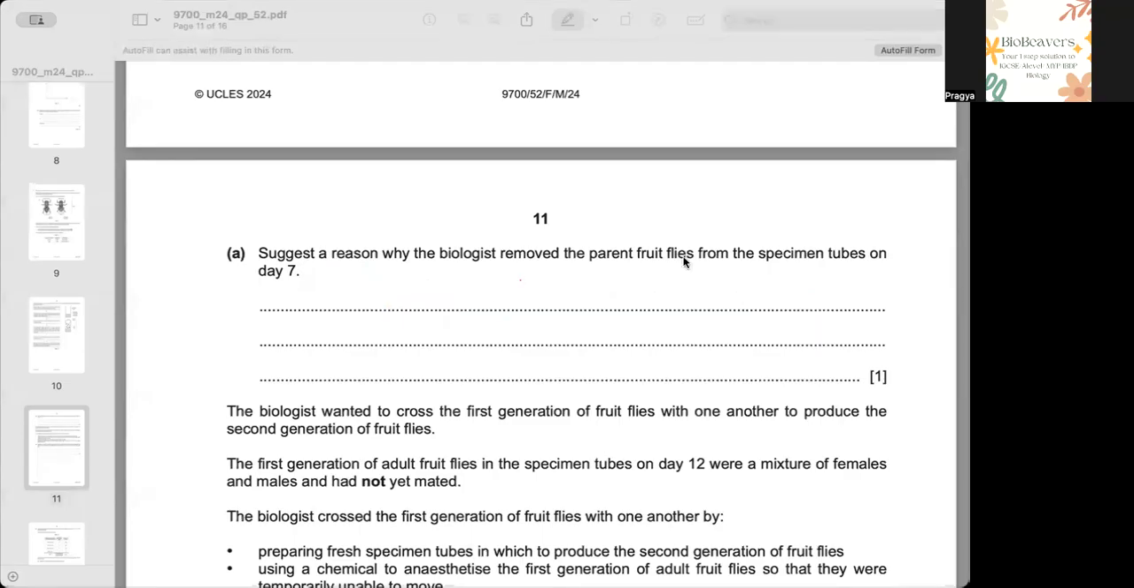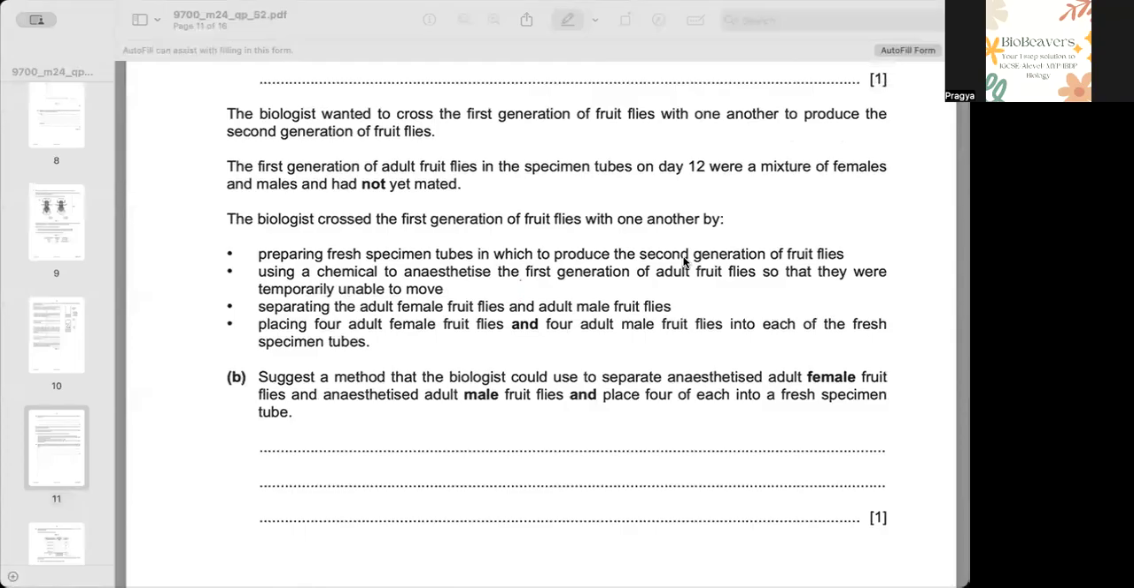Okay, we move to the next part, and the biologists wanted to cross the first generation with another produce of the second generation. So here we are trying to cross. Earlier we were trying to prevent this. Now the first generation of adult fruit flies in the specimen tube on day 12 were mixed with females and males and had not yet mated. The biologists crossed the first generation of fruit flies with one another. So now at this point, we wanted the first generation to reproduce with the second generation. But when we are putting them together, they first ensure that they try and reproduce with each other.